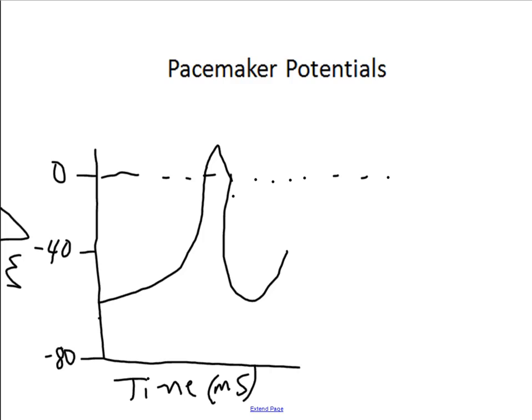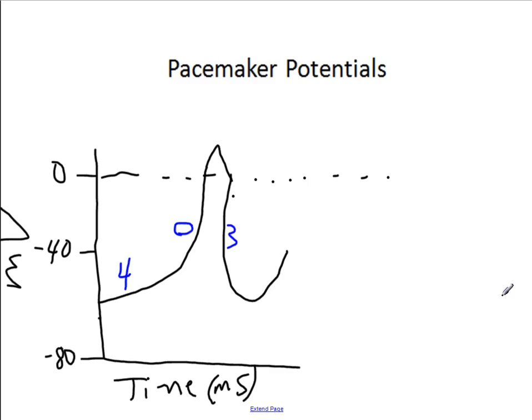Now let's take a look at pacemaker potentials, or basically the potentials of the autorhythmic cells. Now, what we have here is phase 0 and phase 3. All right. Phases 1 and 2 are absent in the autorhythmic cells of the heart.